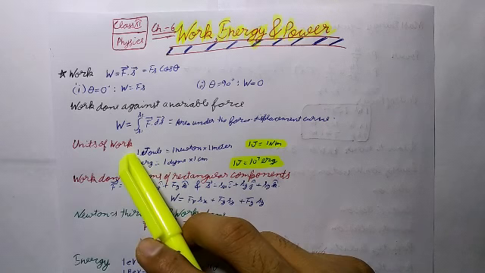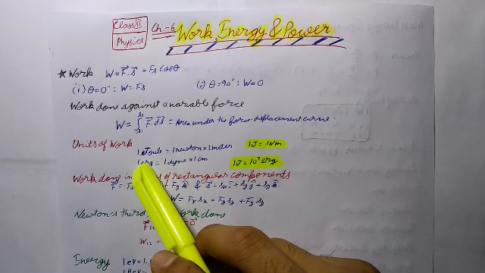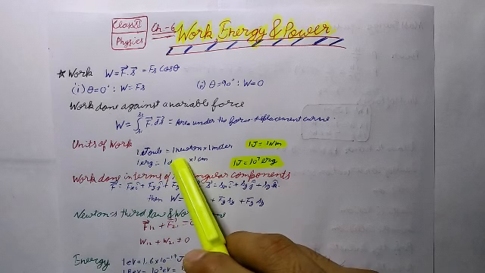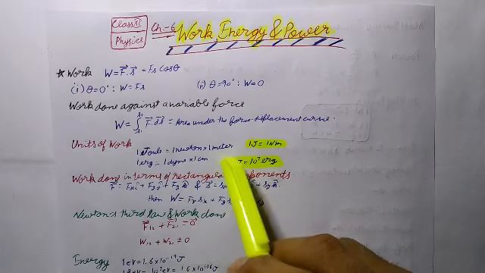Now units of work. The SI unit of work is joule. 1 joule of work is said to be done when a force of 1 Newton displaces a body through a distance of 1 meter in its own direction. 1 joule will be equal to 1 Newton into 1 meter.